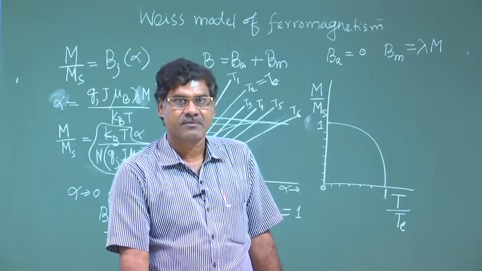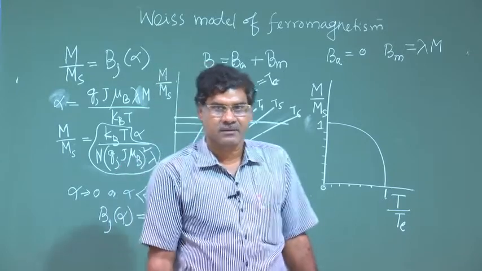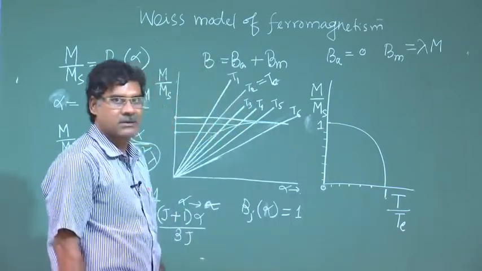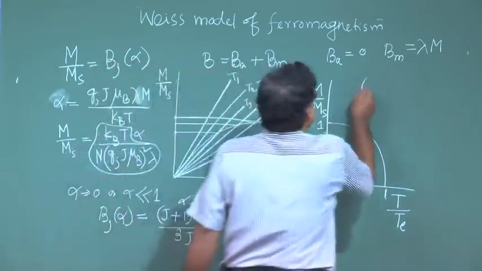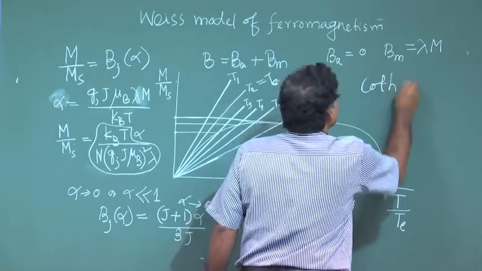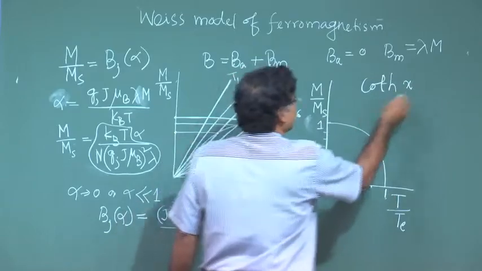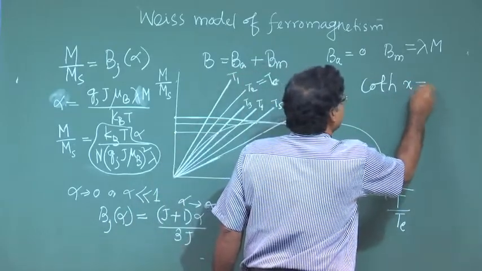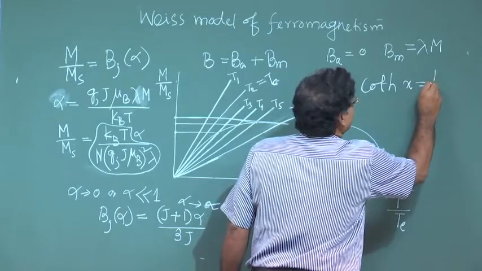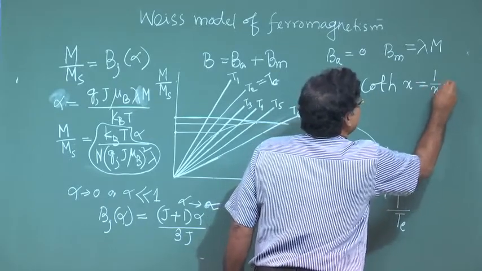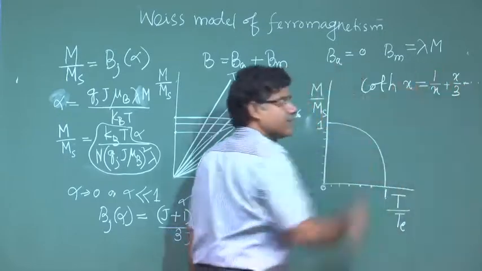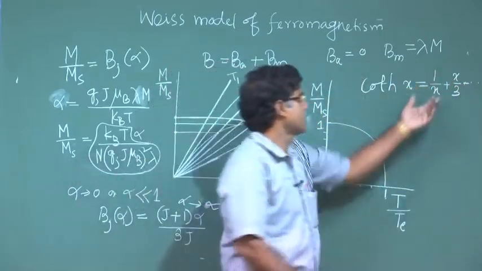I need to display, but somehow it is not displayed. Anyway, you know this cos hyperbolic, we have cot hyperbolic x, right. So, its Taylor series, if x is very less than 1, is 1 by x plus x by 3 plus other terms. If x is very less than 1, one can keep up to this.